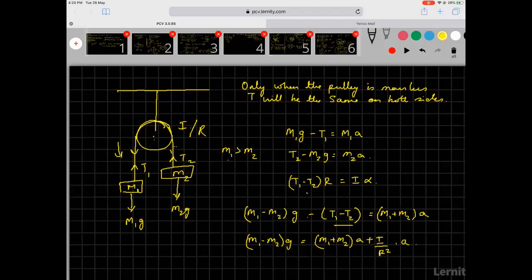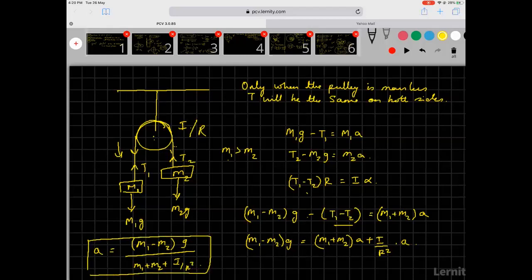Now from here I can get A is equal to (M1 minus M2)G whole divided by M1 plus M2 plus I by R squared. So this is the answer for the question. This is the acceleration.